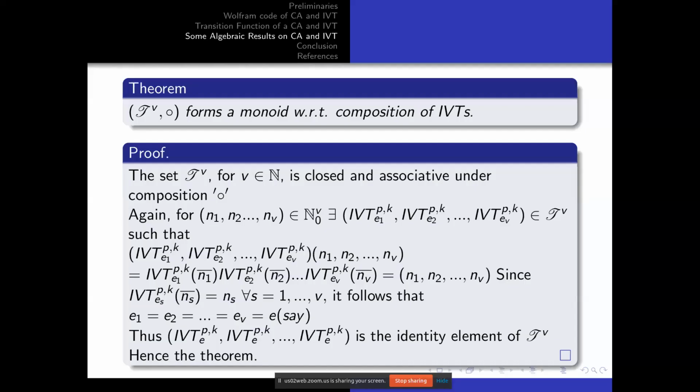Now the identity. The identity is: if there exists some element such that my IVTs over N1, N2, and NP give me a result, and when it is composed with any other IVTs, the original result remains, the components do not change. Then that's the identity element of the integral value transformation, because of which the components do not change themselves.